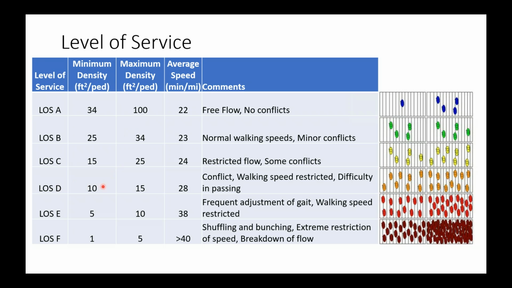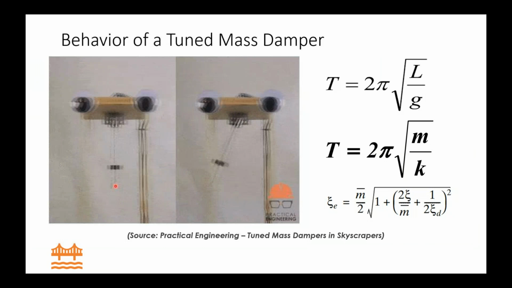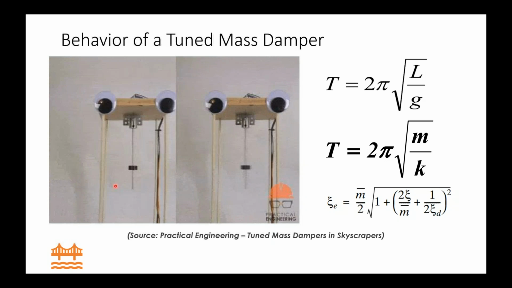So in order to get to a level of service D, we needed to get to somewhere between 10 and 15 square feet per person. It's a much more crowded area. That represents approximately 800 people on a bridge of this scale. So we needed to find a way to get the bridge to be stable against lateral vibrations on the order of 800 people. And what we looked at was the way buildings stabilize.